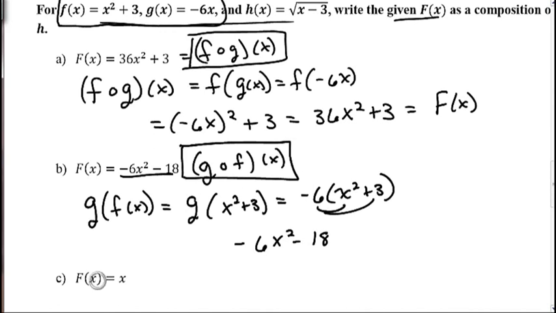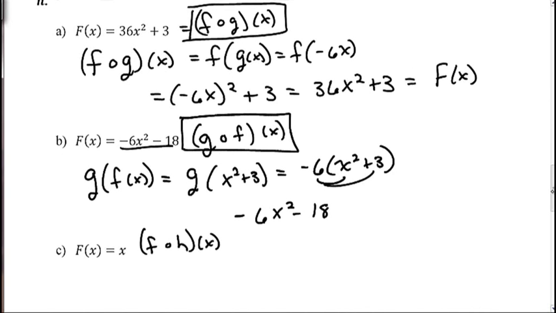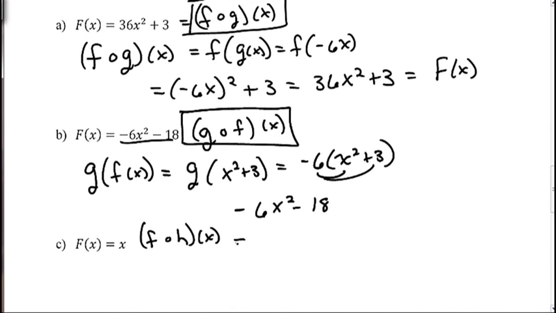The next one is capital F of x equals x. Well, I've got a plus 3 here and a minus 3 here, so I'm going to guess that it might be a combination of those two functions. So I'm going to guess f of h. So that would mean that I would want to plug the function h into the function f.